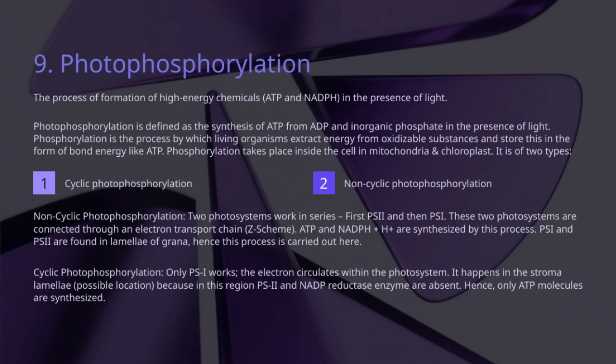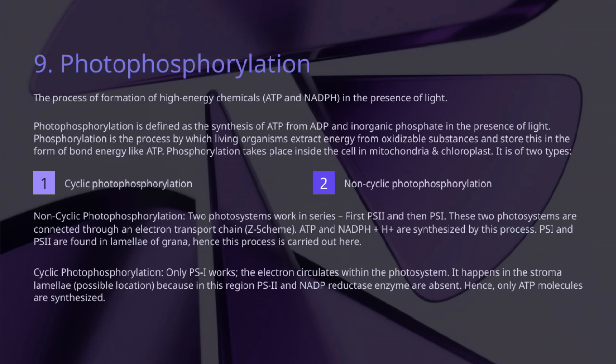is produced here. Now, moving on to non-cyclic photophosphorylation, this involves both photosystem II and photosystem I working in series. The electrons flow from PSII to PSI through an electron transport chain, which is often called the Z-scheme because of its shape. This process is essential because it results in the synthesis of both ATP and NADPH plus H+. Both PSII and PSI are located in the lamellae of the grana, which are the stacked regions of the chloroplast. That's why this entire process occurs in those regions.